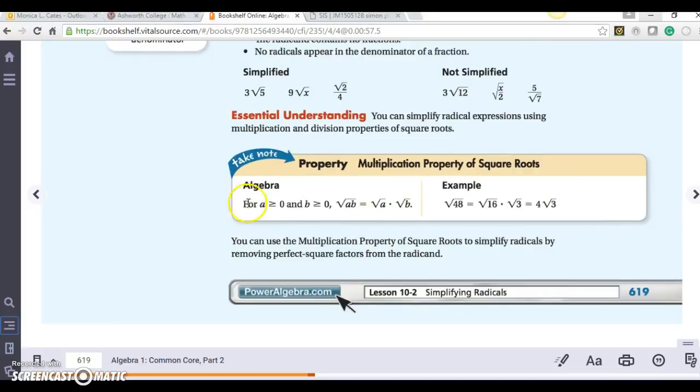All right, so for algebra, if a is greater than or equal to 0 and b is greater than or equal to 0, then the square root of a times b equals the square root of a times the square root of b. So an example of that would be square root of 48. 16 times 3 equals 48, so I can break it down to the square root of 16 times the square root of 3. And I know the square root of 16, that's the perfect square, is 4, and I still have that root 3.